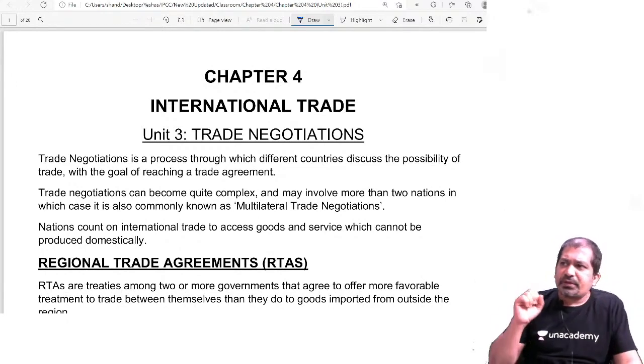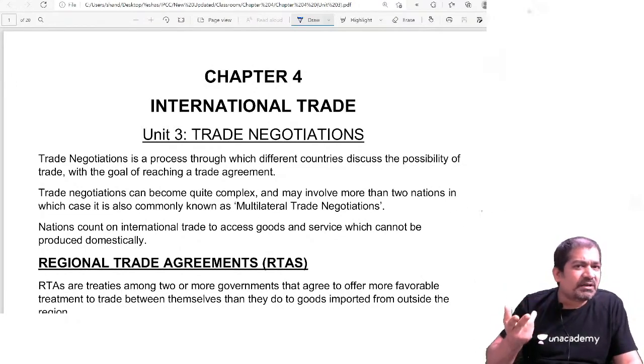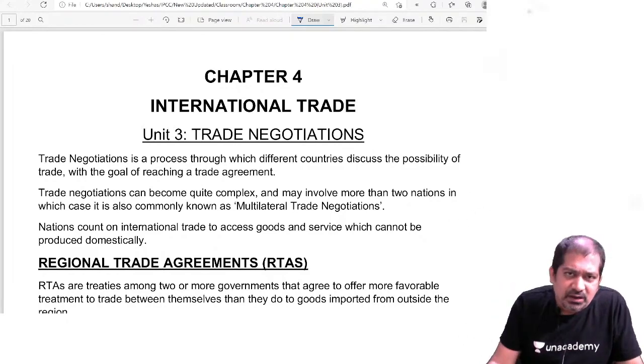But remember, it is not only two countries that may enter into an agreement, there could be multiple countries that can form an agreement. When there are only two countries, we call it a bilateral agreement. When there are more than two countries, we call it a multilateral agreement.